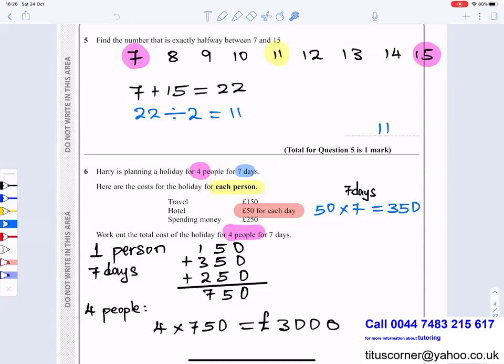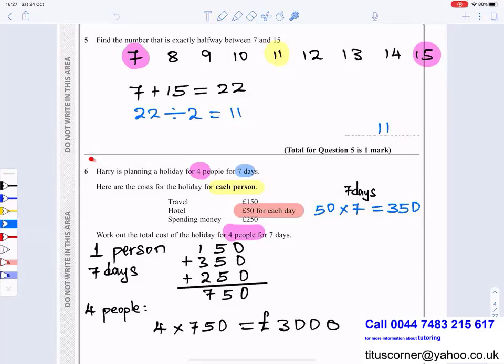Or you can add 7 plus 15. That gives you 22. And you halve it or divide by 2 and you get 11. And that number is 11.